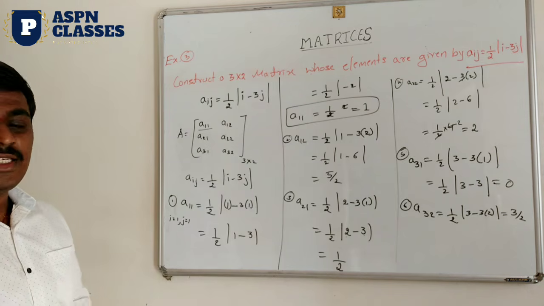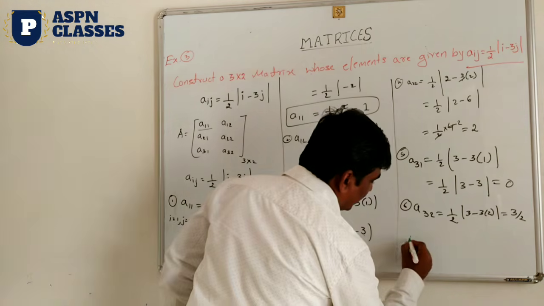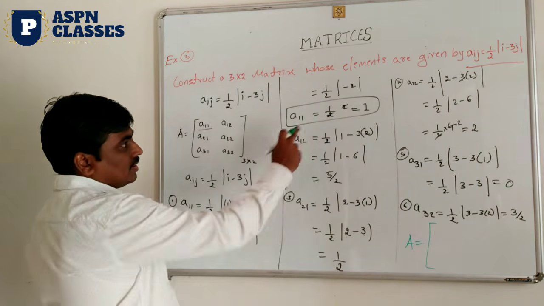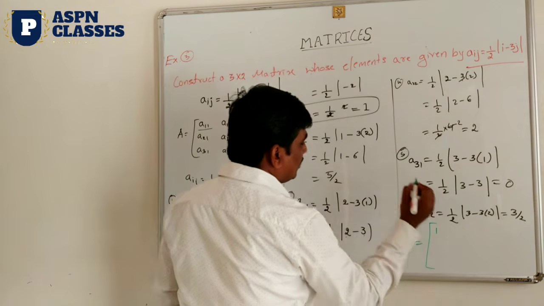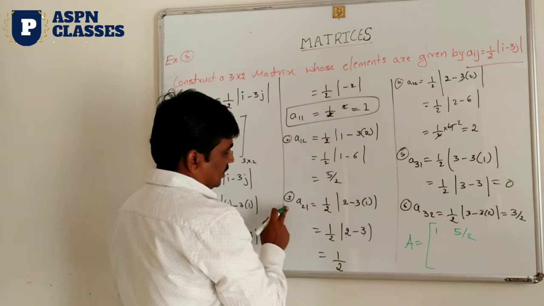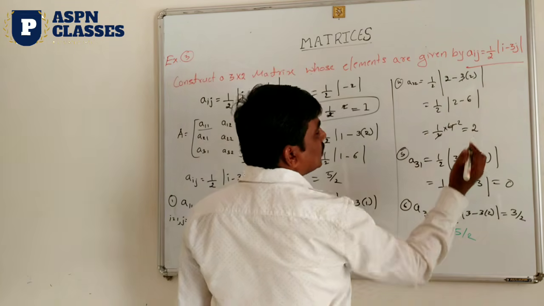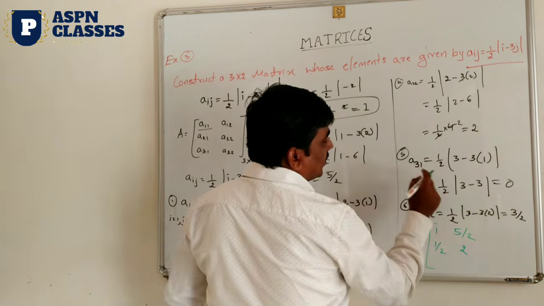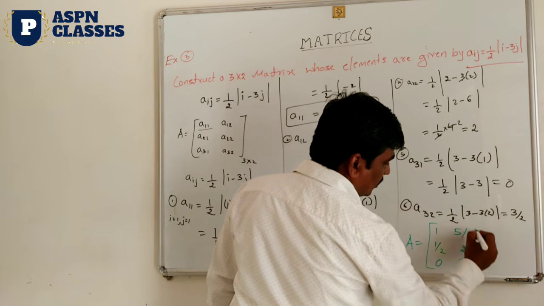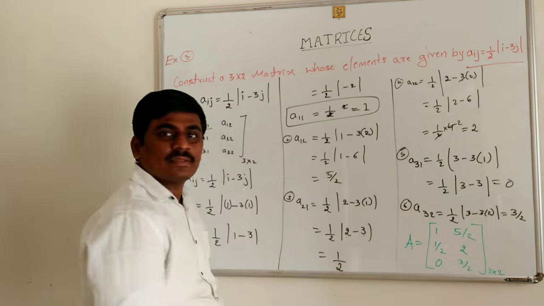So now I have found all the values. It means finally I have to write all the elements. So finally I am going to write it here. A is equal to, what are the answers you are getting? First answer is A11, which is 1. A12 is 5 by 2. Next A21 is 1 by 2. A22 is 2. A31 is 0. And last A32 is 3 by 2. So this is the 3 into 2 matrix.